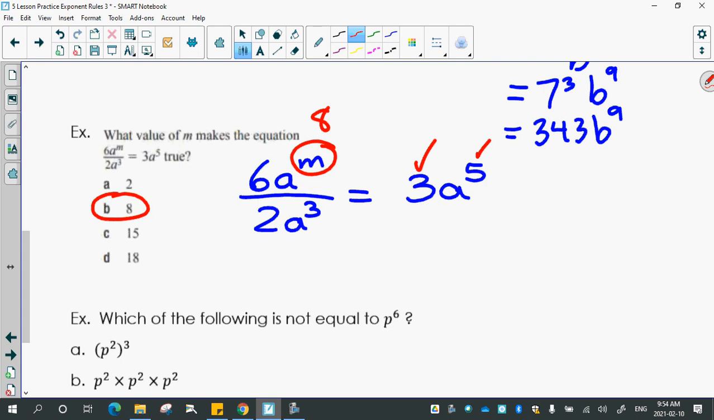Okay. And you could, if you want, just try them all out. You could try a squared out here. 2 minus 3 is not 5. Try 8 out. 8 minus 3 is 5. Okay. So do you see that? Are you doing it? All right.